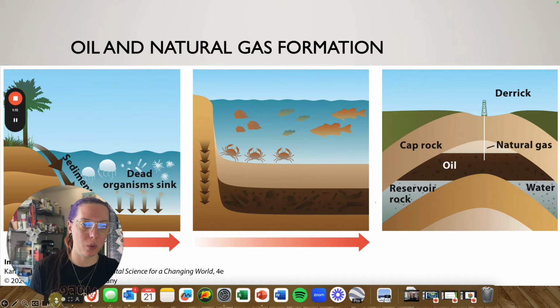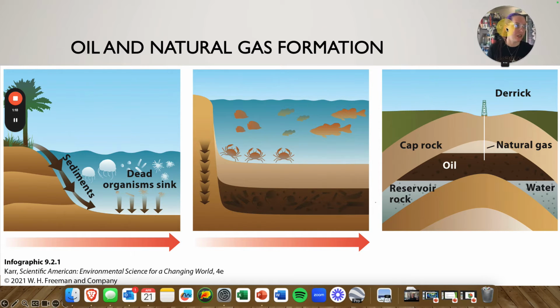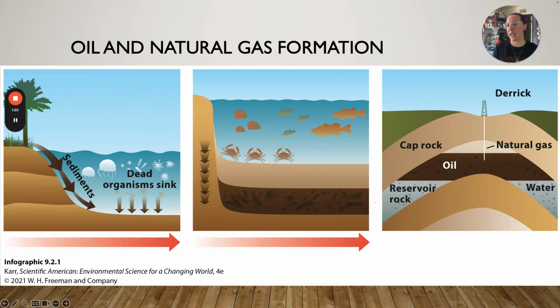Okay, so this is a graphic from your book looking at oil and natural gas formation. Very similar to coal, these things are made in low oxygen environments. If there's not a lot of oxygen, there's not going to be a lot of decomposition. So these things will settle and not get decomposed, and it just continues to pile on to each other.